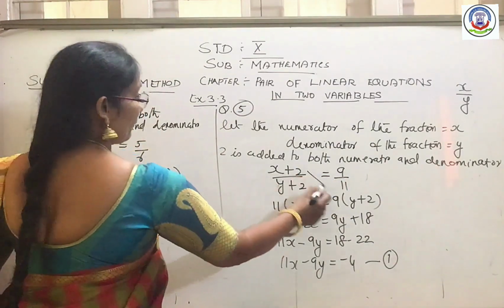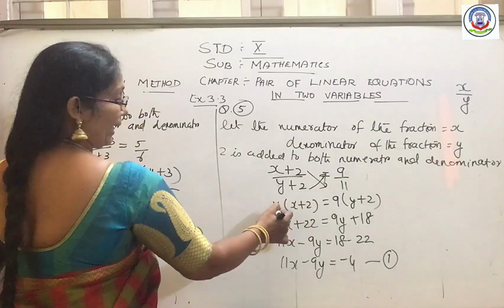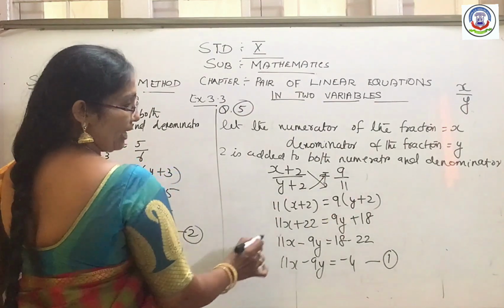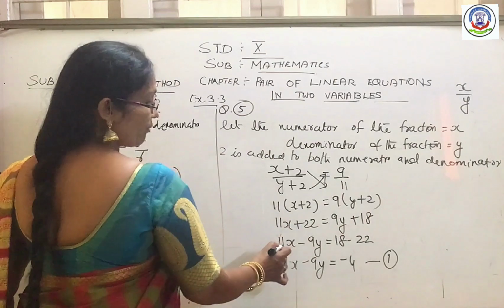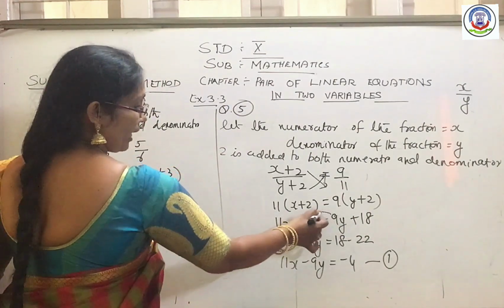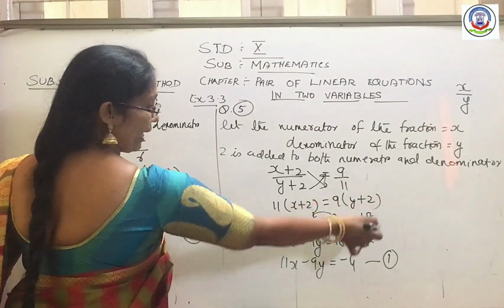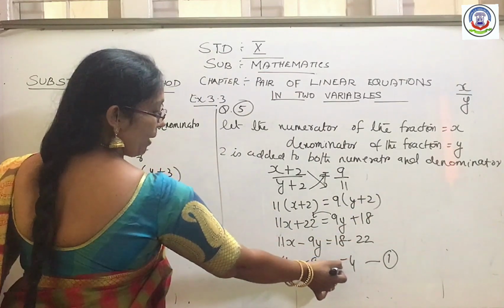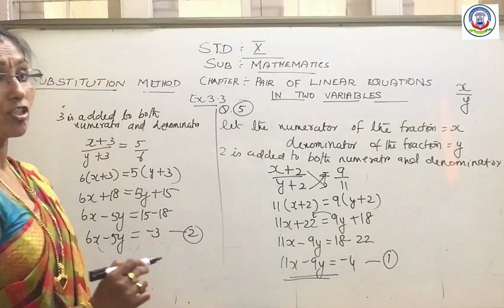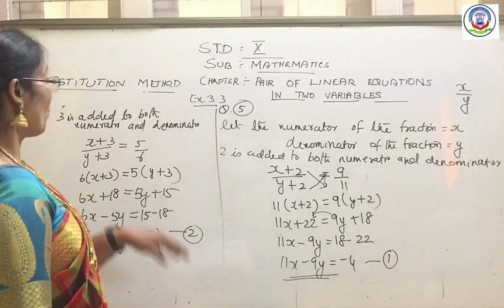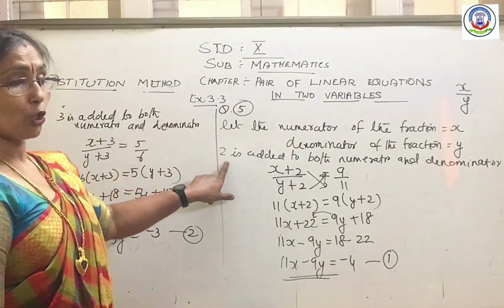Now by cross multiplication of this one, you will get 11 into x plus 2 is equal to 9 into y plus 2. 11x plus 22 is equal to 9y plus 18. So you take 11x and 9y to this side, and 22 to that side, 18 minus 22 is minus 4. The final equation you got is 11x minus 9y equal to minus 4. That is the first clue given.